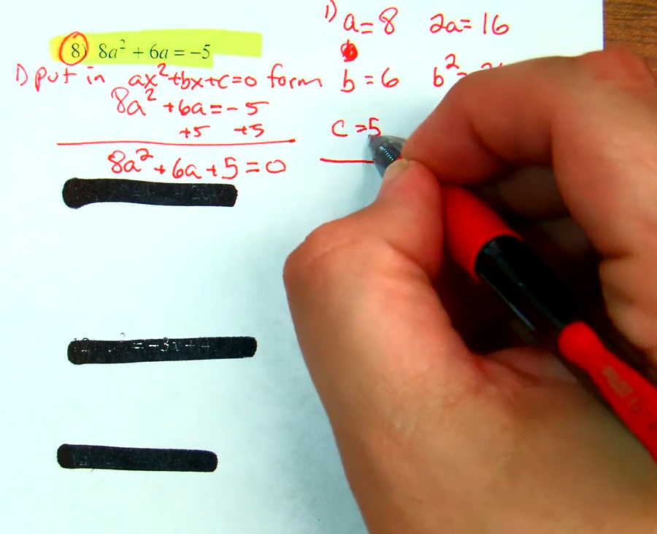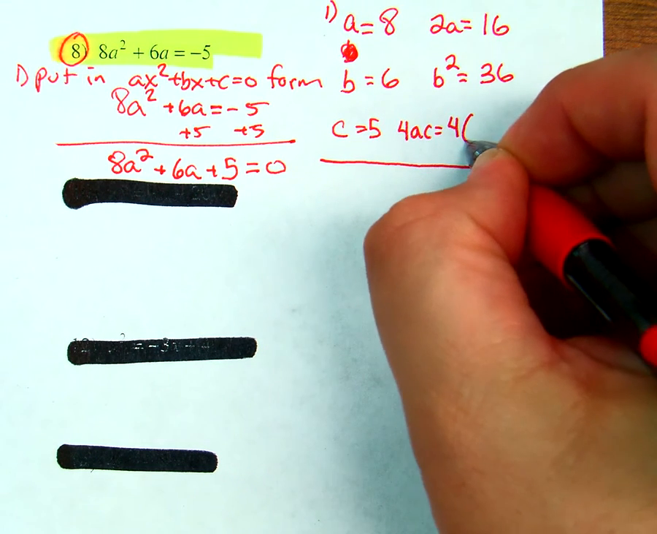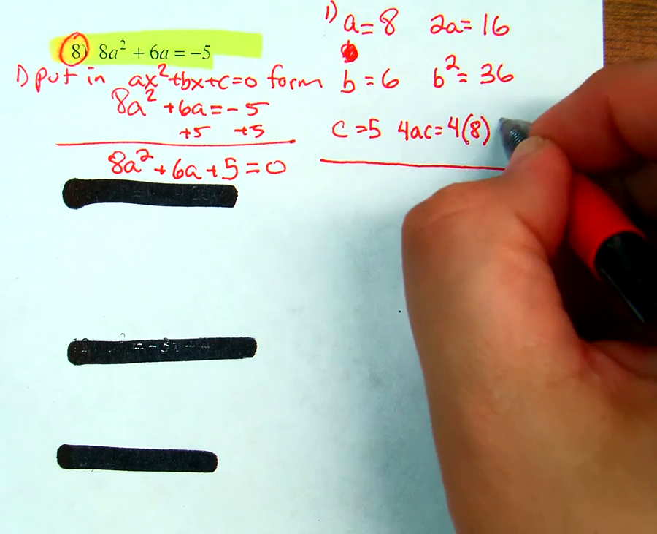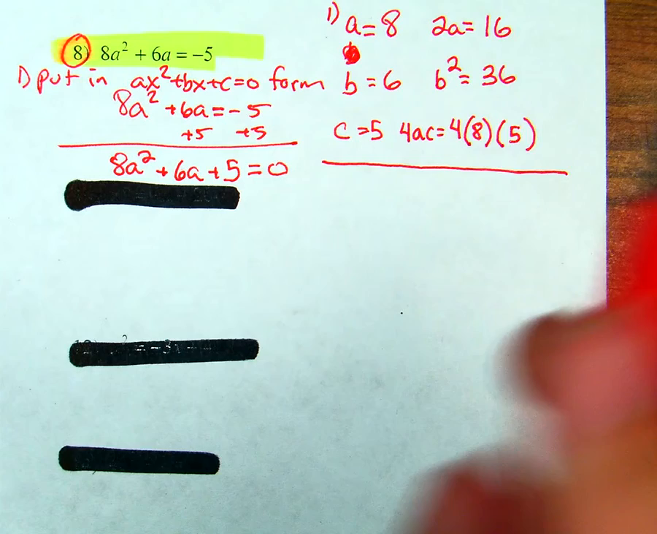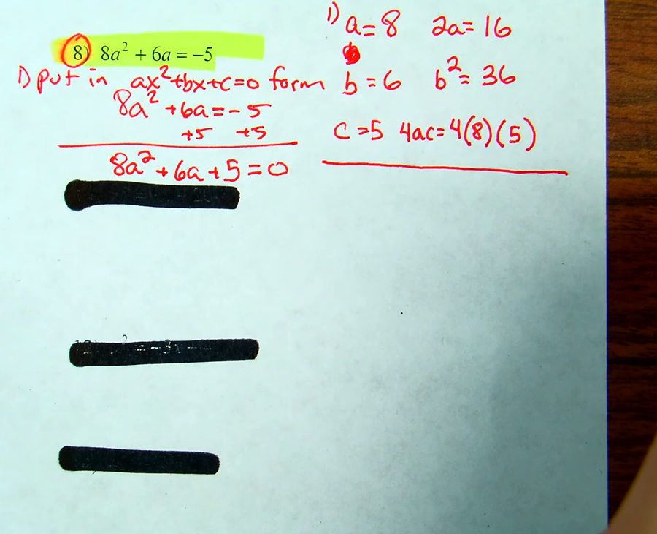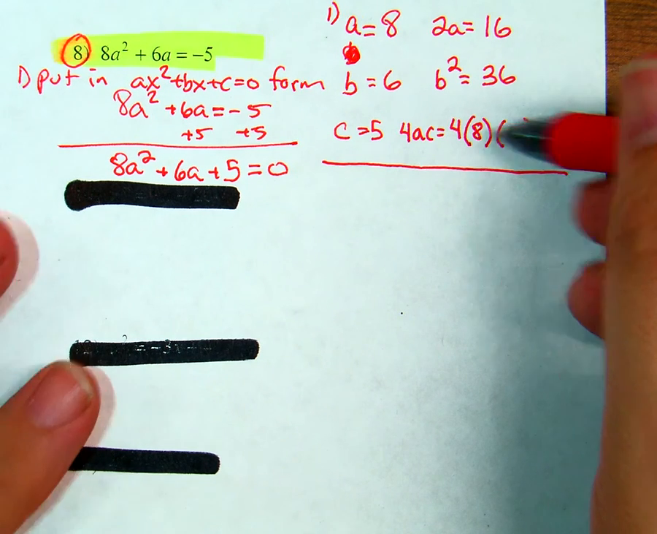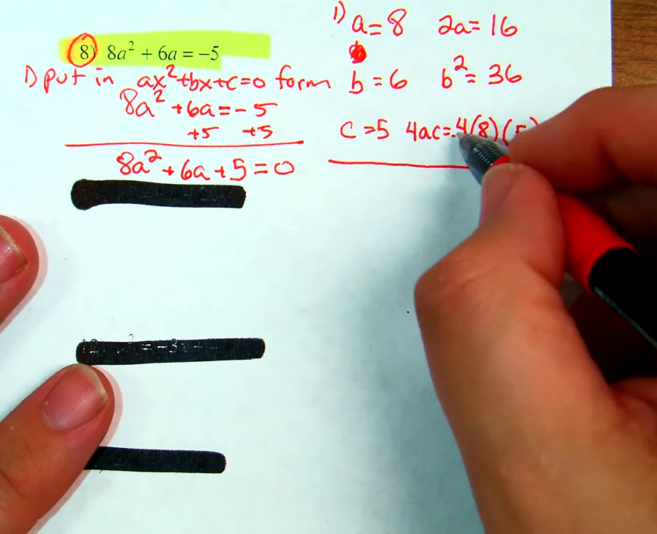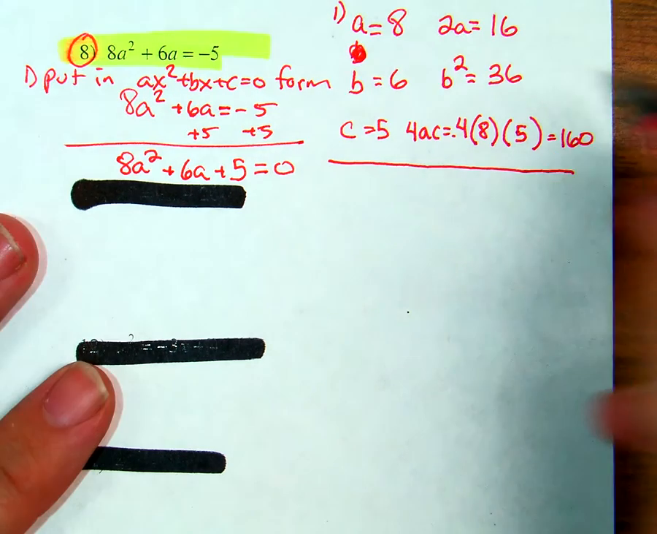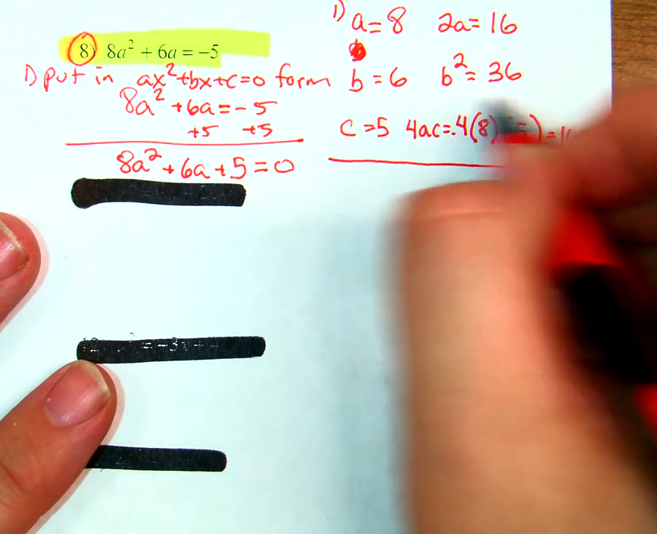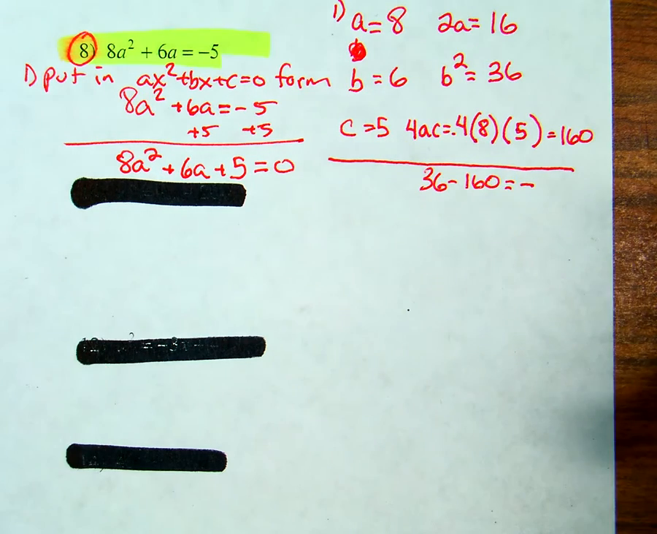Now I need 4AC, so I need 4 times my A, which is 8, times C, which is 5. Since multiplication is commutative, I can take 8 times 5 first. That's 40, times 4, which is 160. So now, I want to subtract these two. I want to do 36 minus 160, which is going to be negative. Take 160 minus 30, which will get me to 130. This is going to be equal to negative 124.